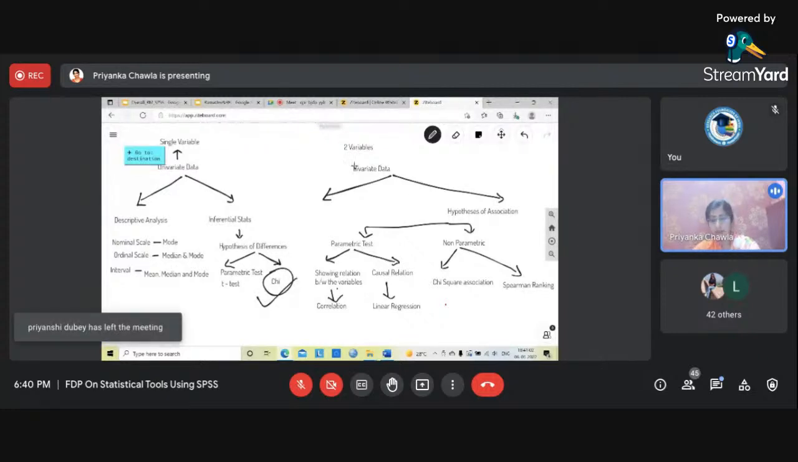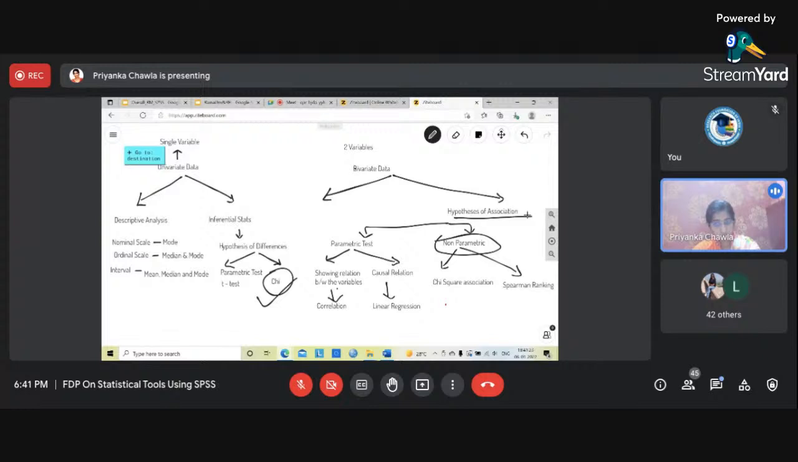Coming to bivariate data. Correlation and regression will be delivered by Samir sir tomorrow, and I'll be taking this part, non-parametric. Talking about bivariate data, that means hypothesis of association. If we talk about hypothesis of association, the two variables are associated with each other. Under non-parametric test, we will be using chi-square association and Spearman ranking, right? If the scale is ordinal.